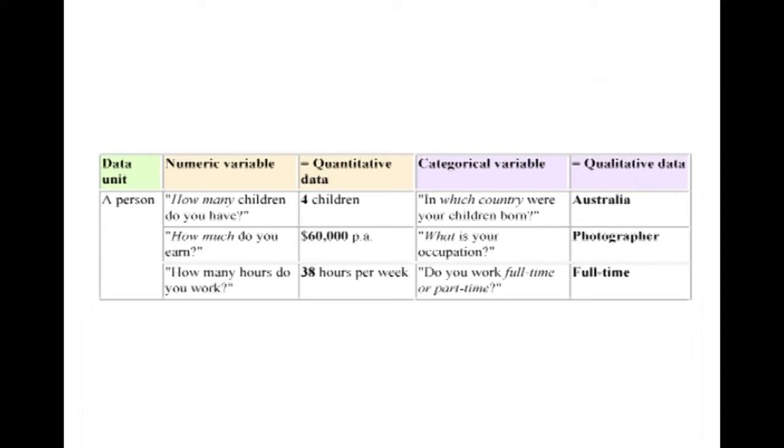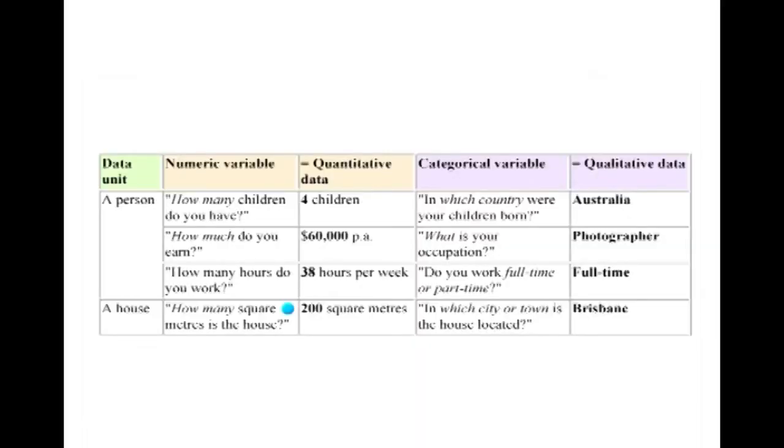In categorical variable, the questions will be: in which country were your children born, what is your occupation, and do you work full-time or part-time. To understand qualitative data, the answers will be the following. His children were born in Australia, he is a photographer, and he works full-time.